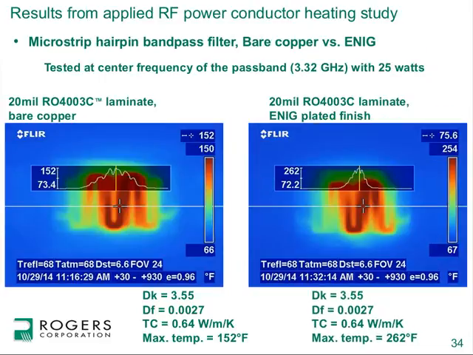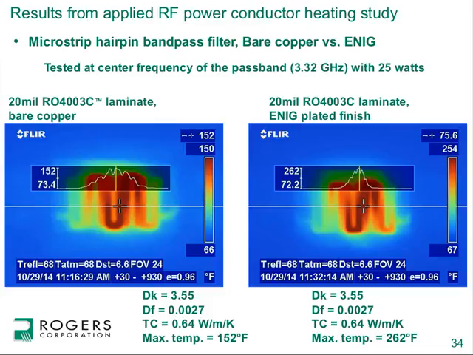So let's look at another comparison, and again, looking at some filters. This is a little different filter. This is a hairpin bandpass filter, again, microstrip. And in this case, I'm looking at the difference between bare copper and ENIG. So ENIG, electroless nickel immersion gold, that's a finish that is used a lot in the industry, and it's a very good finish. However, just by the nature of the beast, nickel does cause more losses because nickel is about 1/3 the conductivity of copper. And that's exactly what this is showing.